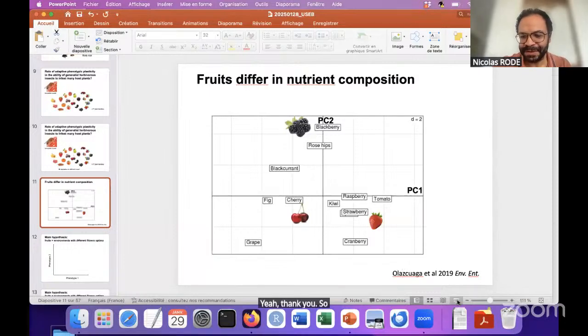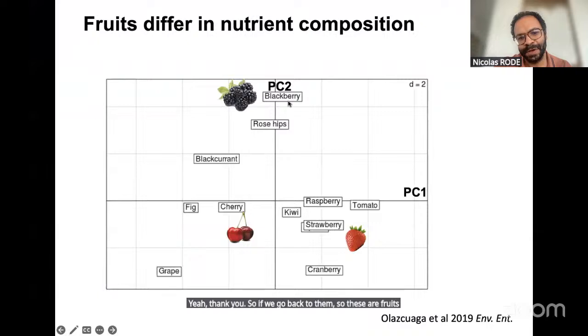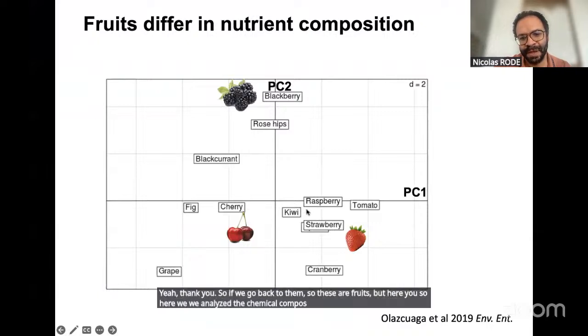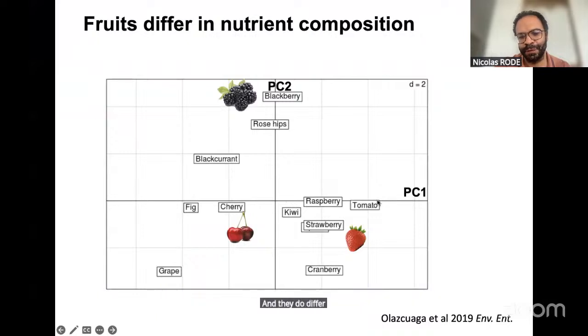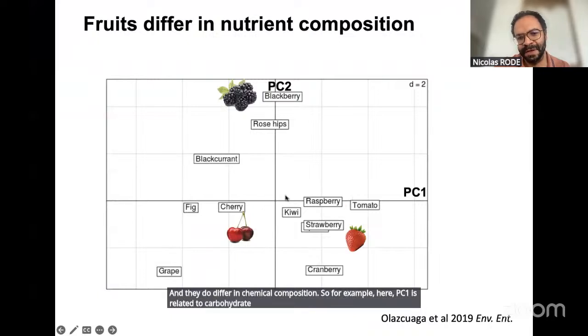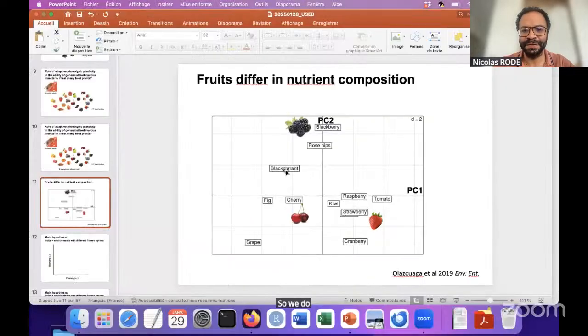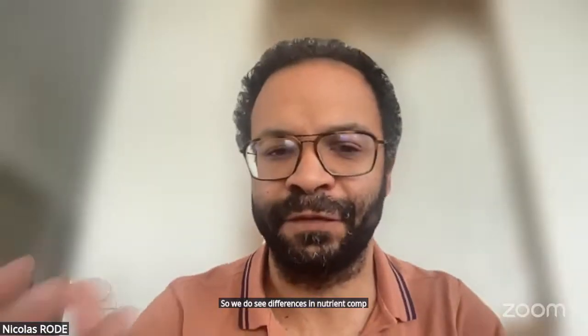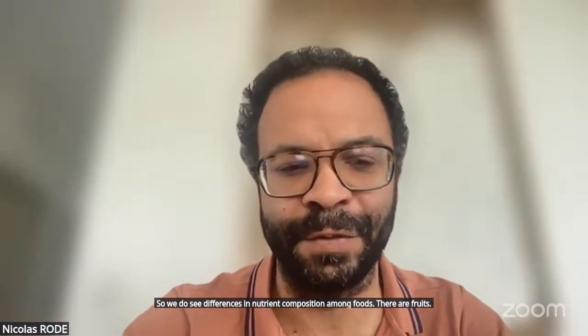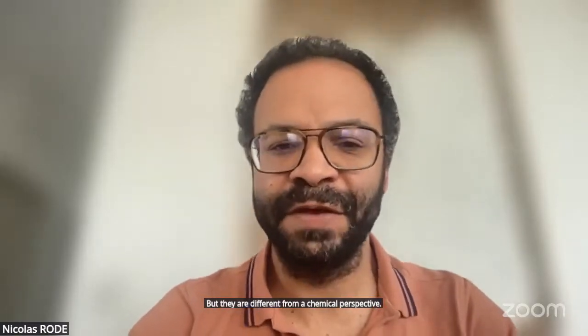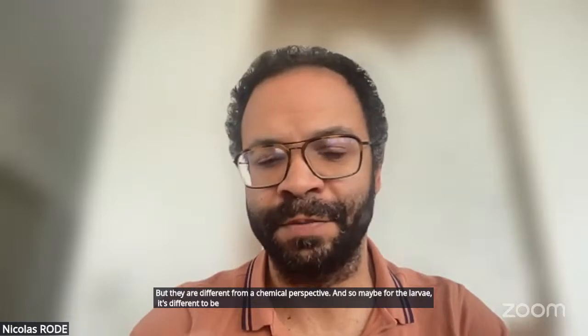Thank you. So if we go back to them, these are fruits, but here you saw we analyzed the chemical composition of the fruits, and they do differ in chemical composition. So for example, here PC1 is related to carbohydrate content, so sugar content, and PC2 to protein content, meaning that on blackberry you have a higher protein content than on cherry and strawberry, for example. So we do see differences in nutrient composition among fruits. There are fruits, but they are different from a chemical perspective. And so maybe for the larvae, it's different to be on a blackberry versus a strawberry or a cherry.